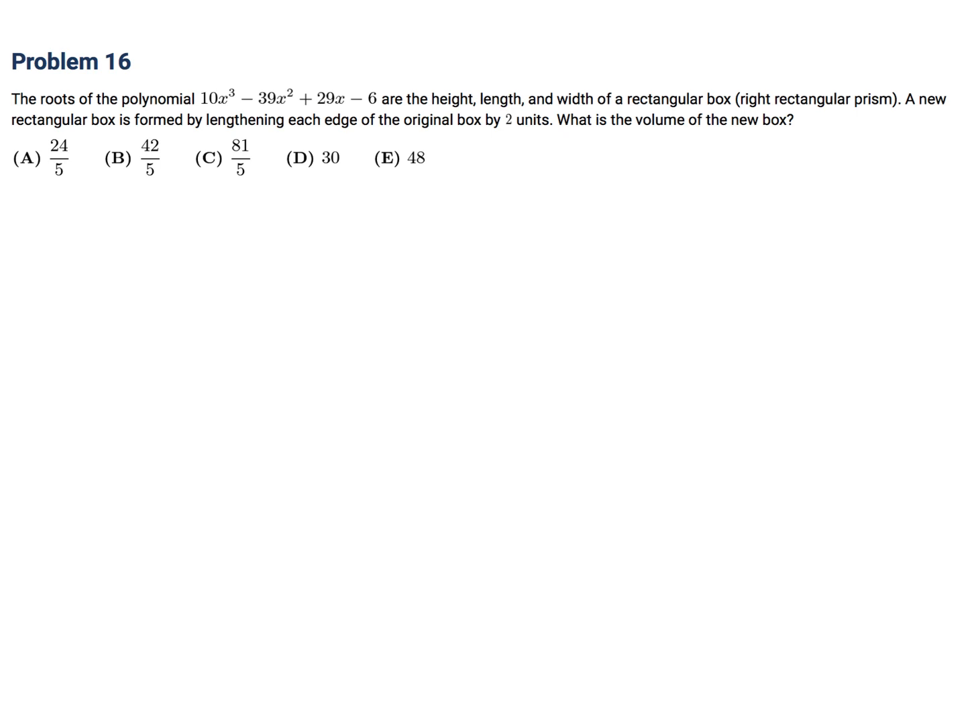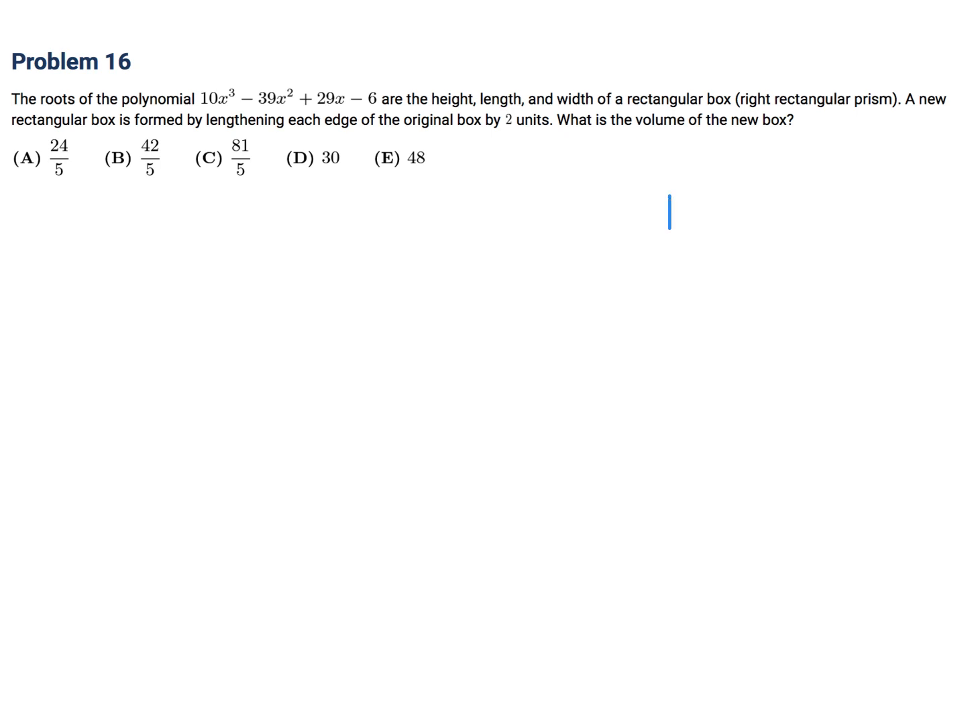The roots of the polynomial 10x cubed minus 39x squared plus 29x minus 6 are the height, length, and width of a rectangular box. A new rectangular box is formed by lengthening each edge of the original box by 2 units. What is the volume of the new box?